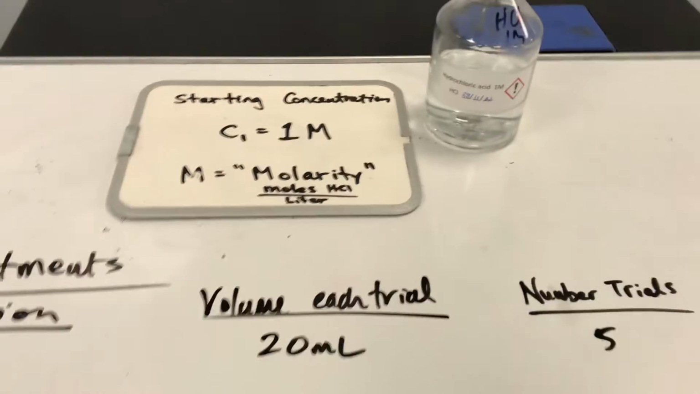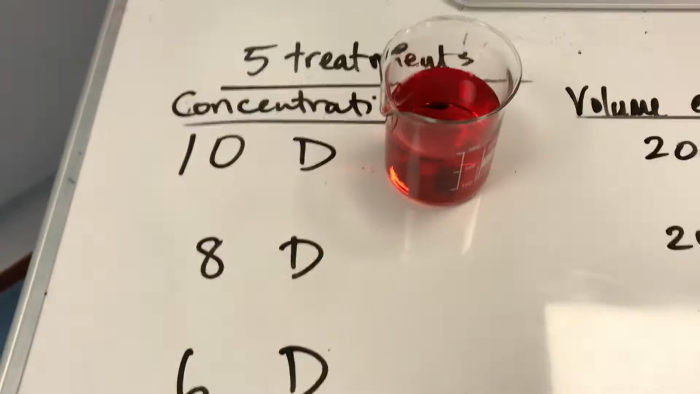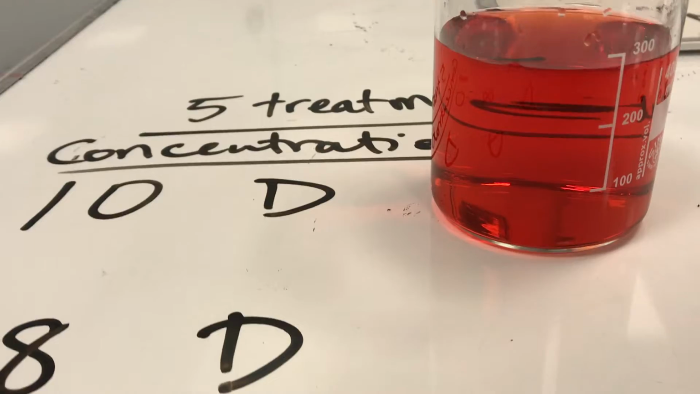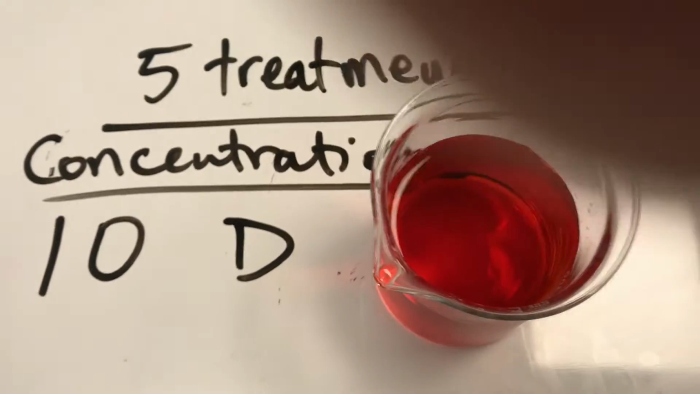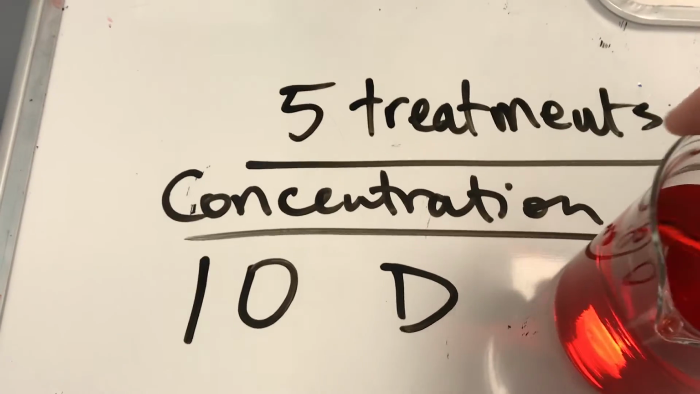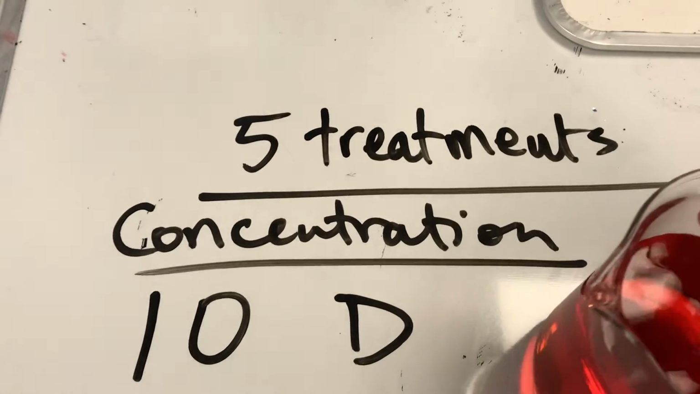So as an example, I've made up a simple one. It's easier to see if we do it with something that has a color. So this is just food coloring in water. Now, I've added 10 drops of food coloring into, let's say, a liter of solution. So I'm going to call my concentration 10D instead of M, because I'm talking about drops.